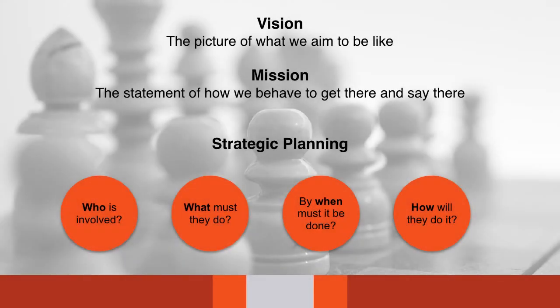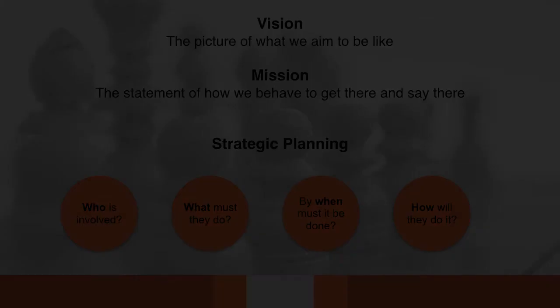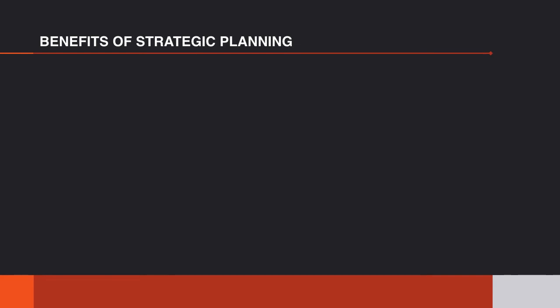To clarify again, the vision is the picture of what we aim to be like, and the mission is the statement of how we behave to get there and stay there. Strategic planning entails deciding who is involved, what must they do, when must it be done by, and how will they do it. The most successful schools all have one thing in common. They have a great strategic plan.